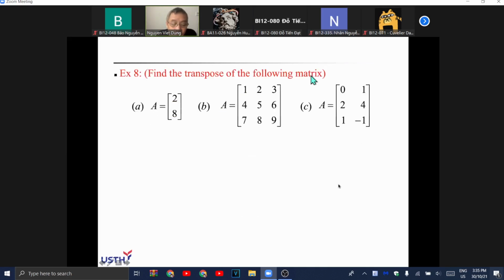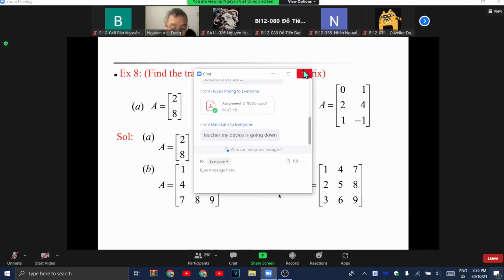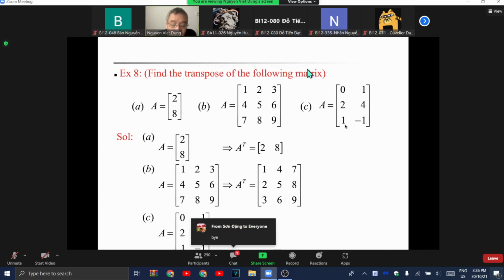Now here's the example, very easy. A to be like that, then A T to be like that. A column matrix, then the transpose will be a row matrix. And A to be that, then A T to be that one. And if A to be that, then A transpose to be that one. Very easy and nothing to check here.